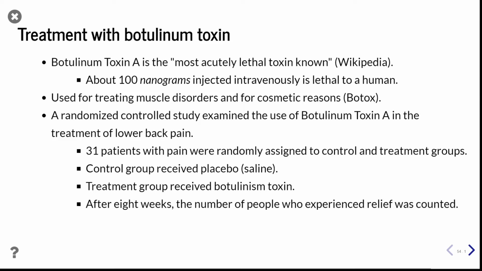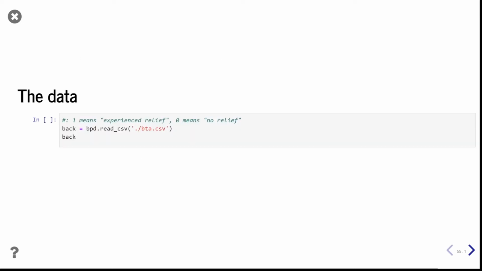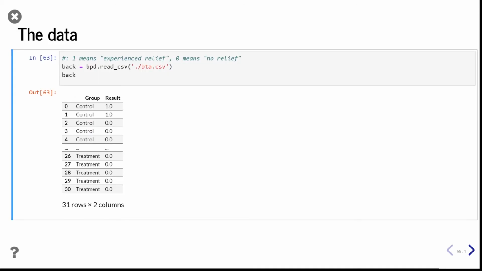Treatment group received botulinum toxin. After 8 weeks, they calculated the number of people who experienced relief. And here's the data. Okay, so we got a 1 in this column if the person achieved relief, 0 if they didn't, and we have whether or not they belong to the control group or the treatment group. Okay, so we had 31 people. We can see, for example, this person belonged to the control group, and they received some relief by being injected with salt water. But, maybe it was because they did yoga or something like this and also got relief that way.